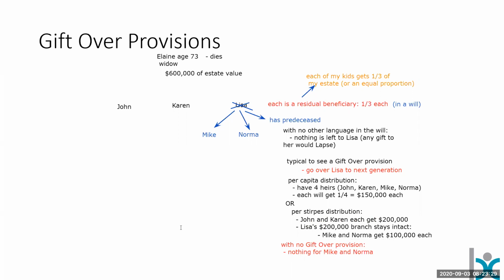Now your intestacy rules, so if you die without a will, and this goes back to the comment that Paul had made, if you die without a will, the intestacy rules will have whatever the default gift over provision is. So in some provinces, there would be no gift over in an intestacy. In some provinces, there's a per capita distribution on intestacy. And in some provinces, there's a per stirpes distribution on intestacy. And that's really just a matter of how that particular province drafted its estate legislation.